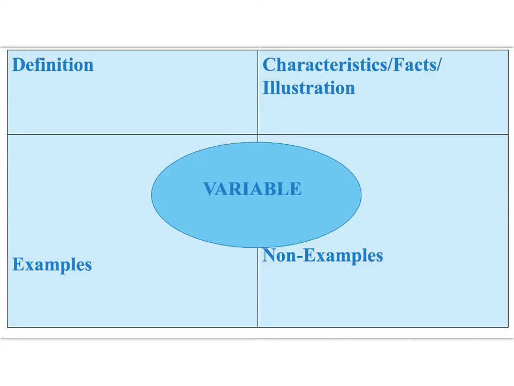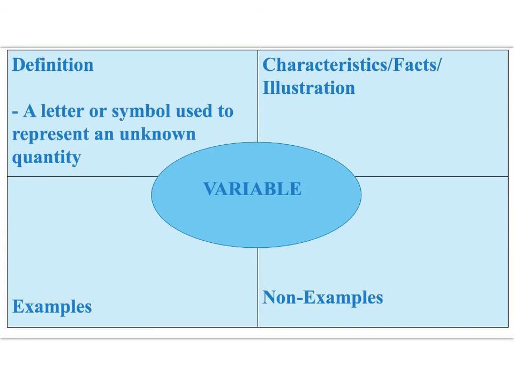So, a variable. The definition of a variable is a letter or symbol used to represent an unknown quantity. Characteristics or facts or illustrations. Variables can have more than one value. So you might have an x and the x might be equal to 2, it might be equal to 4, it might be equal to 3,000.